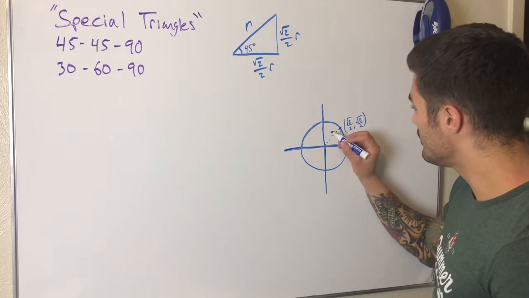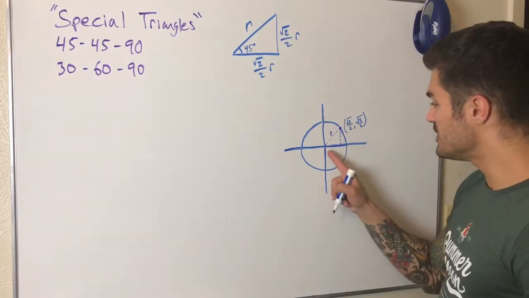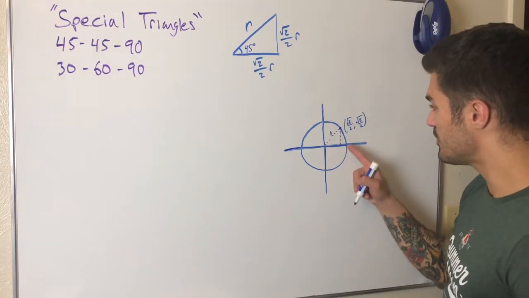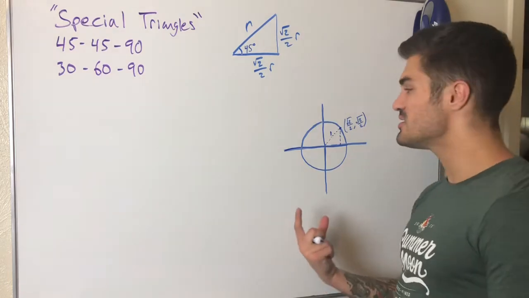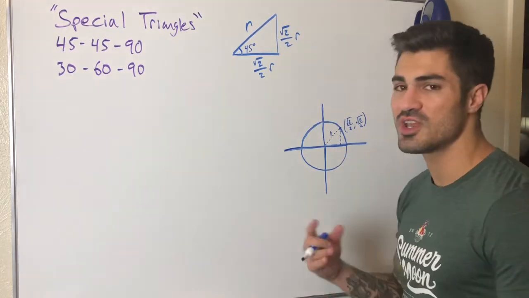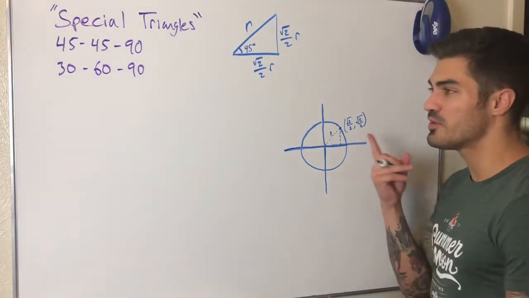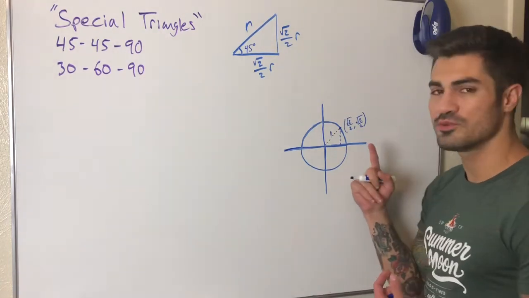And since we know that this is 1, and this distance must be root 2 over 2 as well as this distance, what are those side lengths? Well, those are just the x and y coordinates, and that's why we have root 2 over 2, comma, root 2 over 2 here.